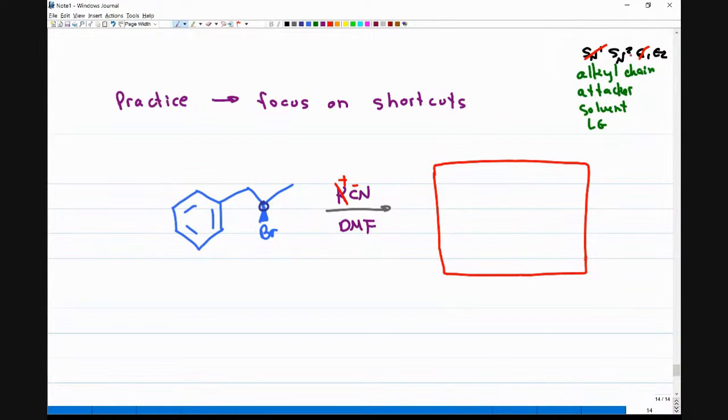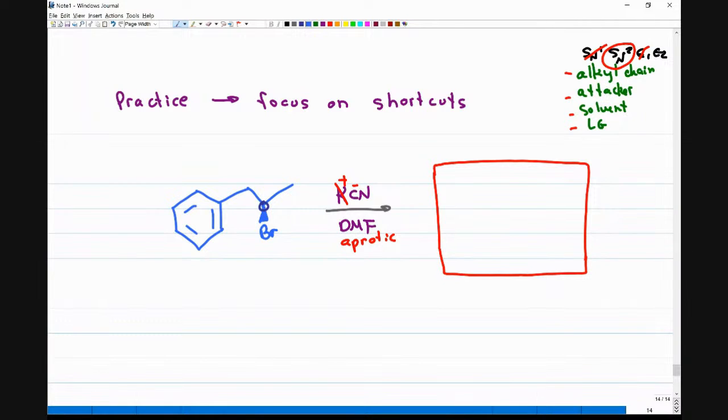But the fact that it's polarizable, I'm leaning towards an SN2 reaction. Alkyl chain, attacker. Next, I look at the solvent. The solvent is aprotic, which I already told you favors an SN2 reaction. So that justifies it again. Bromine is my leaving group. It's a good leaving group, so I'm good to go.